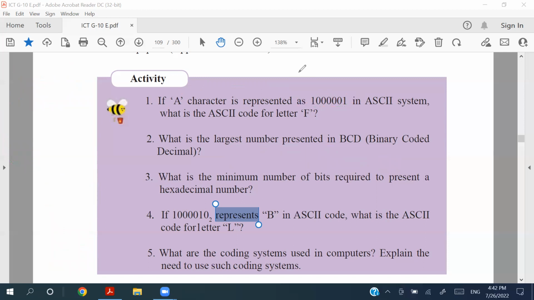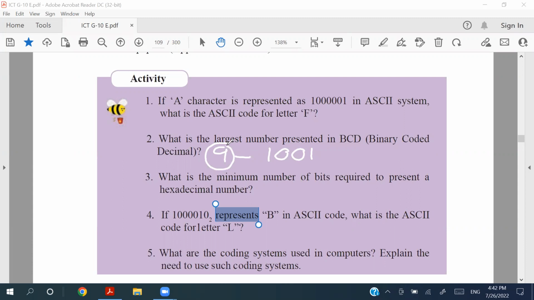So the next one asks, what is the largest number presented in BCD? So the largest number is the ninth, right? This represents 1001. BCD is a coding system which is used only to represent numbers from 0 to 9. So the largest number it represents is 9.